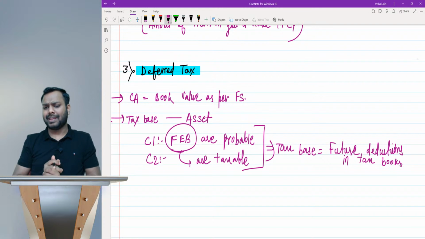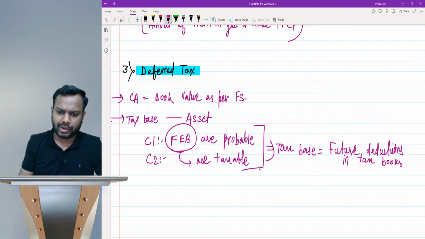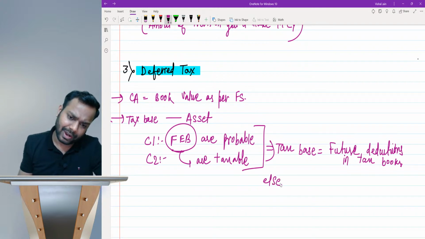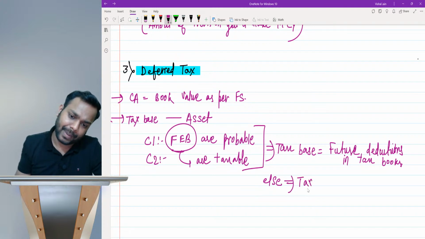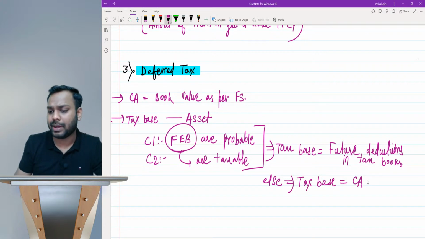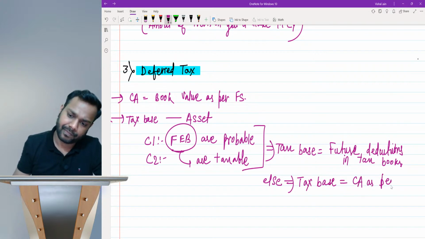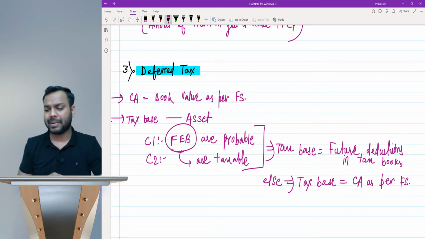Now let me take up an example. Or else, if any of these conditions are not satisfied, then the tax base is equal to the carrying amount as per FS. Let me give you two examples now.